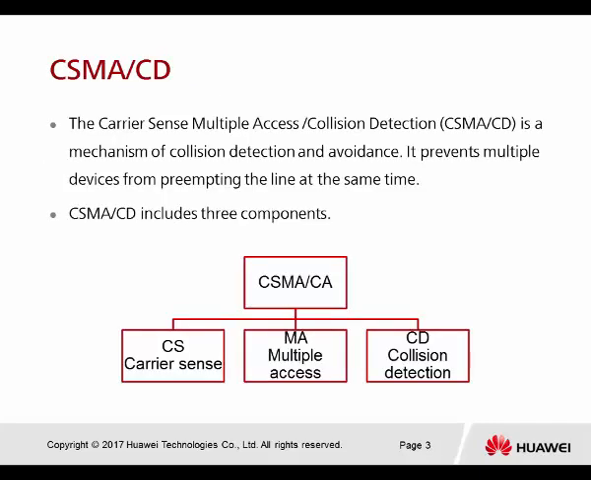Carrier sense multiple access with collision detection, for short we call it CSMA/CD. It's a mechanism of collision detection and avoidance. It prevents multiple devices from hitting the line at the same time. This happens just for half duplex devices when they want to do transmission at the same time. To prevent collisions in this kind of half duplex machine, they require CSMA/CD. This is the most common on LAN connections.